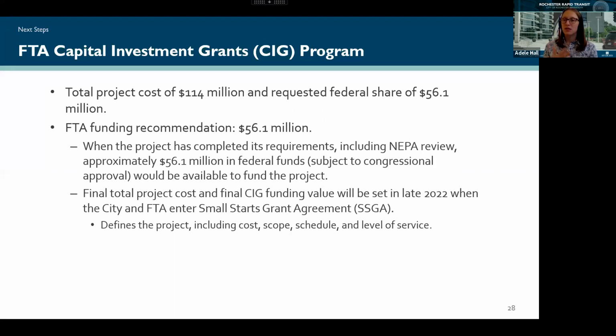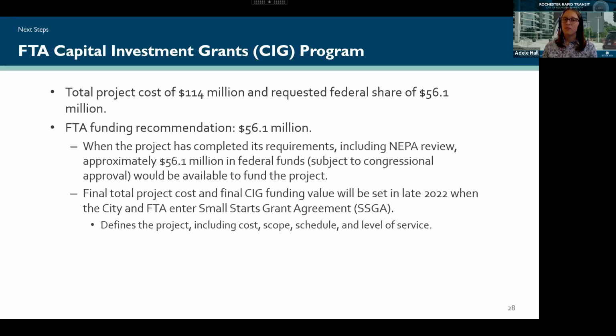Of course, since it's been almost a year since that application was submitted, the project has changed and continues to evolve as we progress through the various stages of engineering and design. And so we are progressing toward a final set of engineering drawings. There will be a final total project cost associated with that final design. And then we will take a look at that final cost, see how it compares to our federal allocation, and then enter into a grant agreement with the federal government.